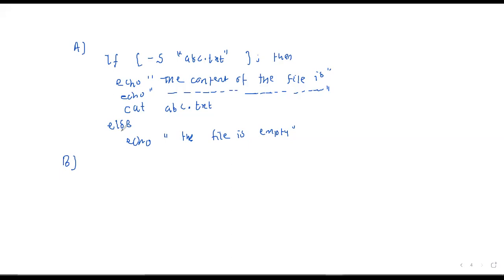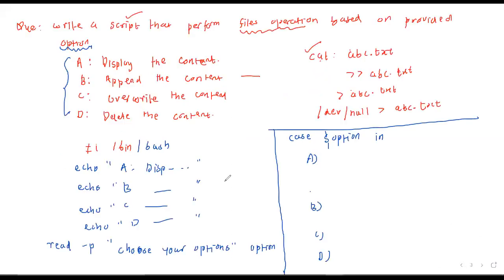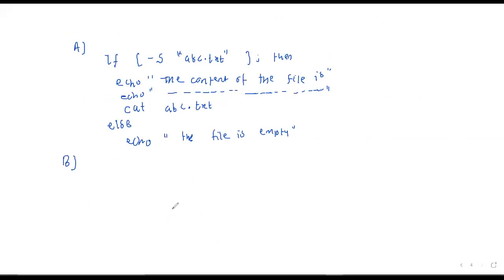Now, friends, we want to provide, what was option B? Option B, append the content. So for that, we use one more variable: provide your data to overwrite.